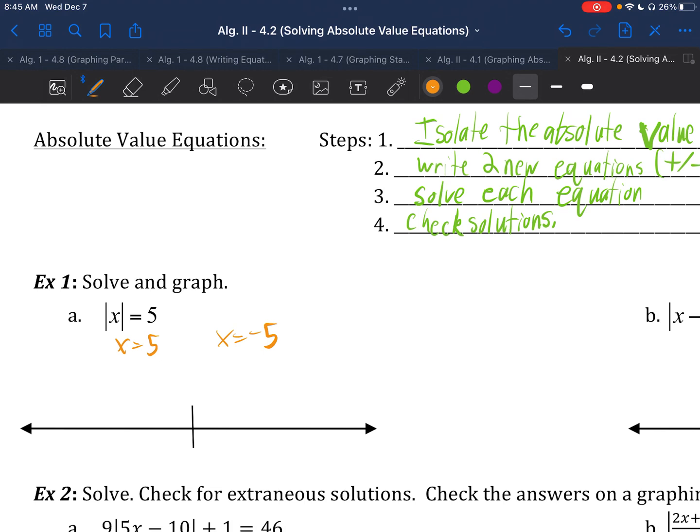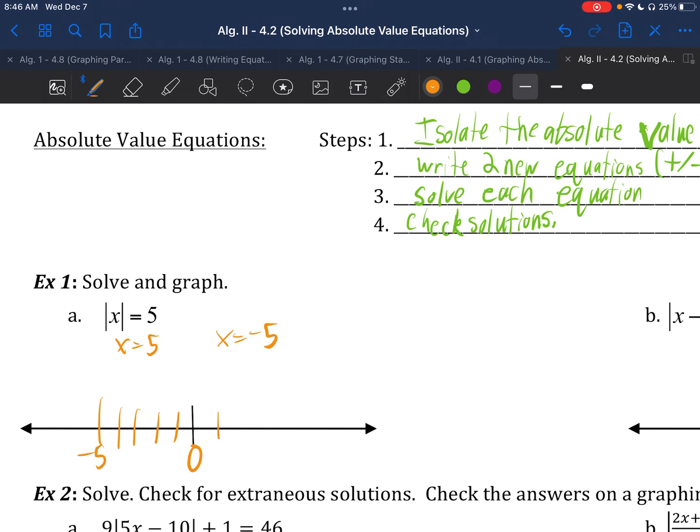And then we would solve the equation, step 3. They're both already solved. So then we would check our solutions by plugging them back in. So we'd say, hey, does the absolute value of 5 equal 5? Yep. Does the absolute value of negative 5 equal 5? Yes, it does. So then we graph.